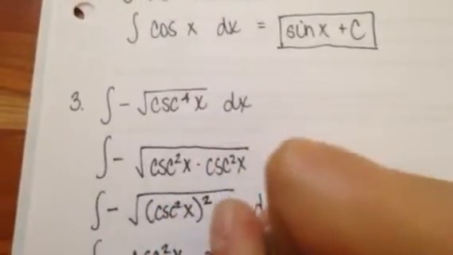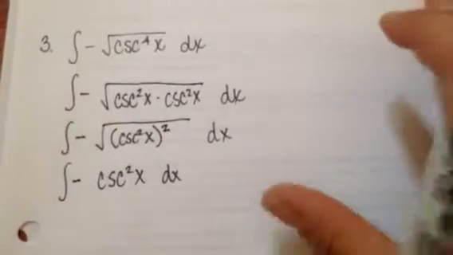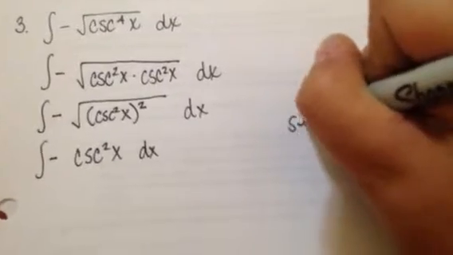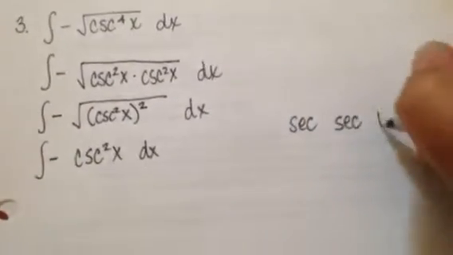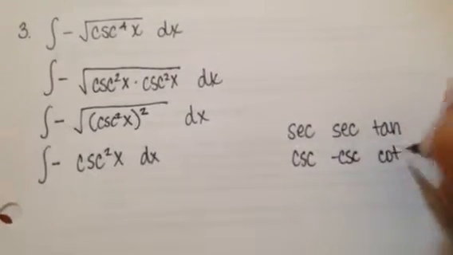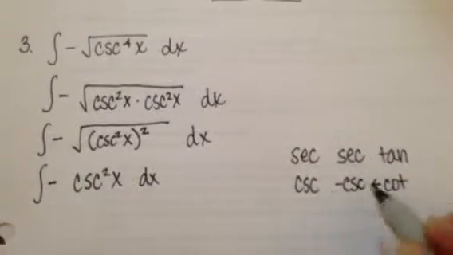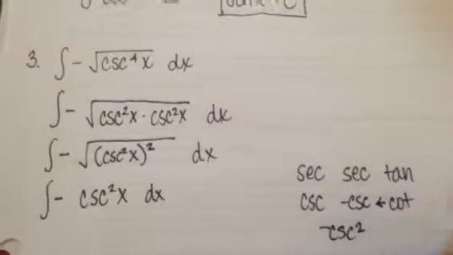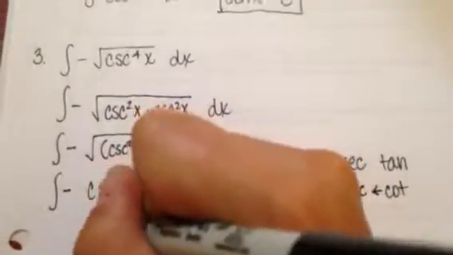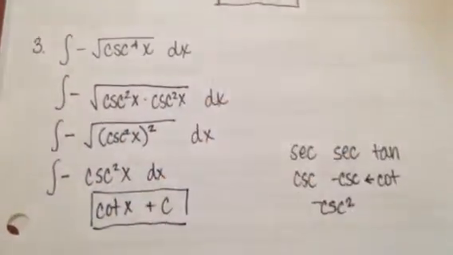cosecant squared x dx. And now I'm going to think back to my trig functions and derivatives. And if you remember that secant, tangent, cosecant, negative cosecant, cotangent, set this up. And the derivative of cotangent is negative cosecant squared. So that means that my antiderivative here is cotangent x, and include our constant for our final answer.